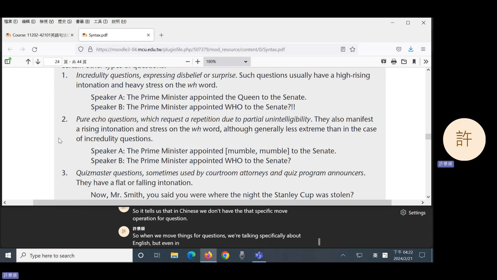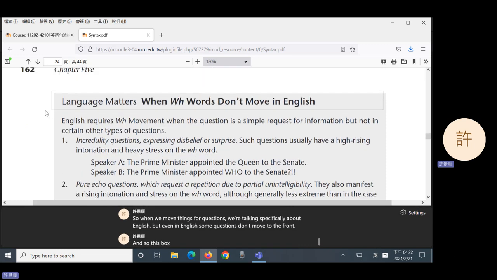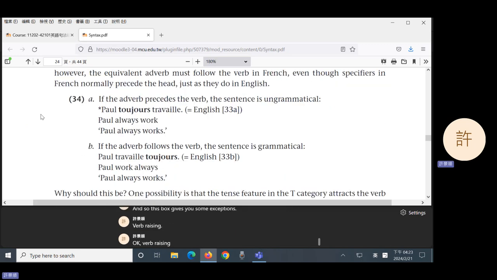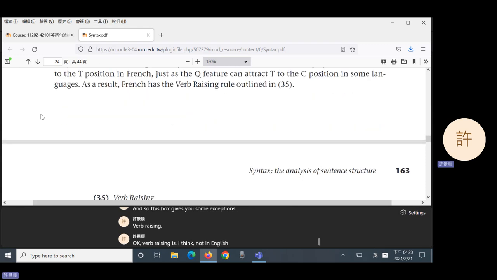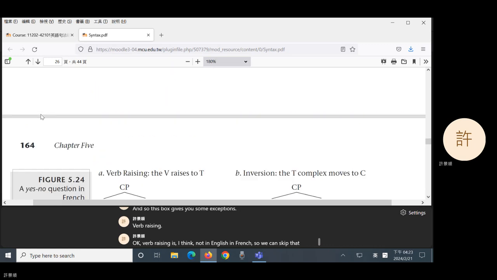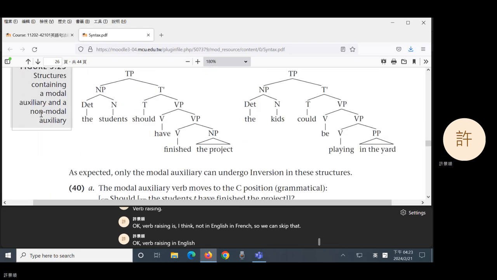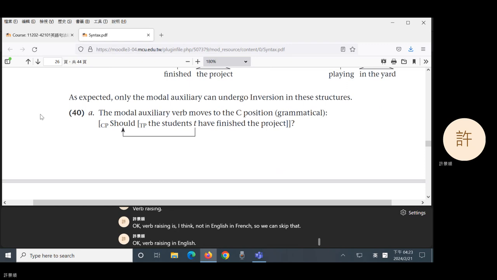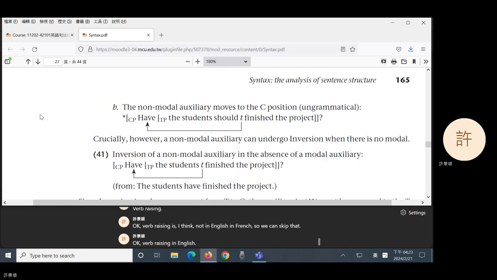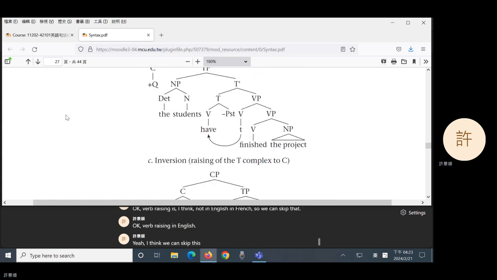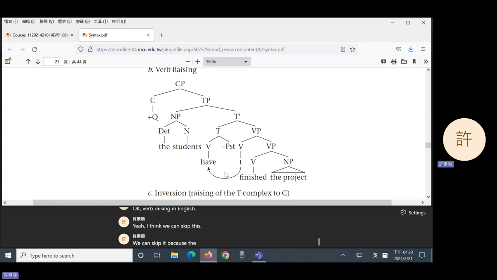But even in English, some questions don't move to the front. And so this box gives you some exceptions. Verb raising, okay, verb raising is, I think, not in English, in French, so we can skip that. Okay, verb raising in English. Yeah, I think we can skip this. We can skip it because the sentence order remains the same.